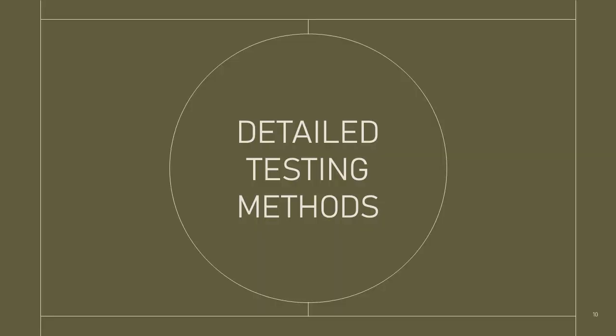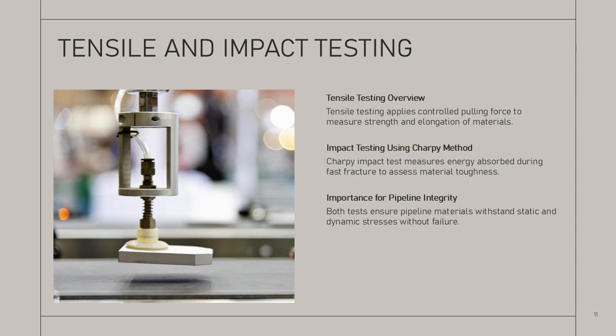Tensile and impact testing, hardness and fracture toughness testing. Tensile testing involves applying a controlled pulling force to a specimen until it fractures. This test provides critical data such as yield strength, ultimate tensile strength, and elongation, which indicate how a pipeline material will perform under internal pressure.